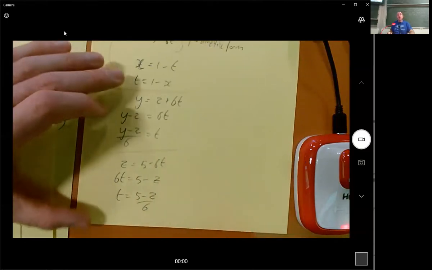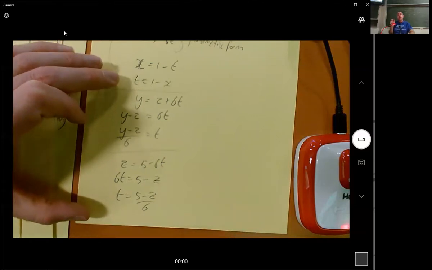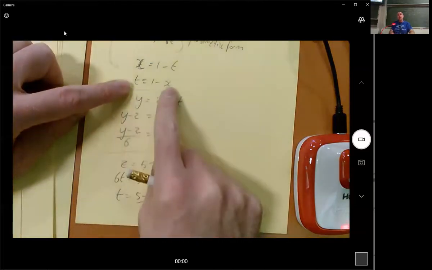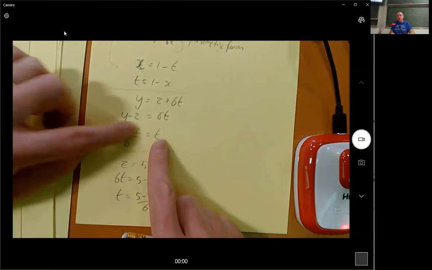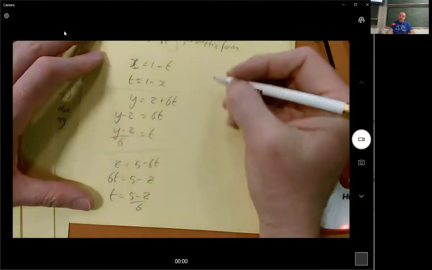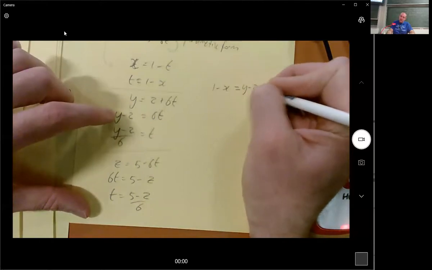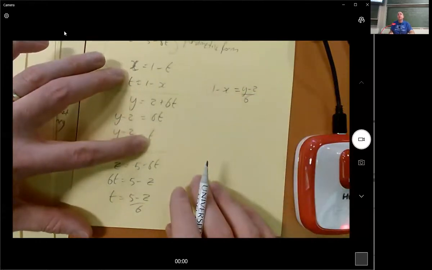Now I know that whatever this parameter t is, for a specific point that is on the line, I can figure out what the t is by doing 1 minus x. I can figure out what the t is by doing y minus 2 over 6. I can figure out what the t is by doing 5 minus z over 6. And so that means that 1 minus x must be the same answer as y minus 2 over 6 because they're both equal to t.